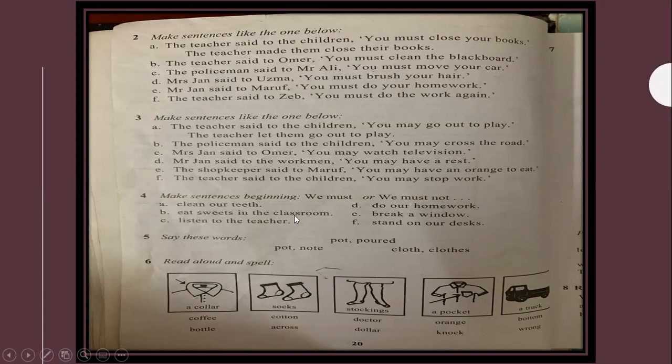Clean our teeth. We must. Eat sweets in the classroom. We must not. Listen to the teacher. We must. Do our homework. We must. Break a window. We must break a window? No, we must not break a window. Stand on our desks. We must not stand. How we write this, I will show you in the next picture. Then we have exercise 6. I will tell you about this also.